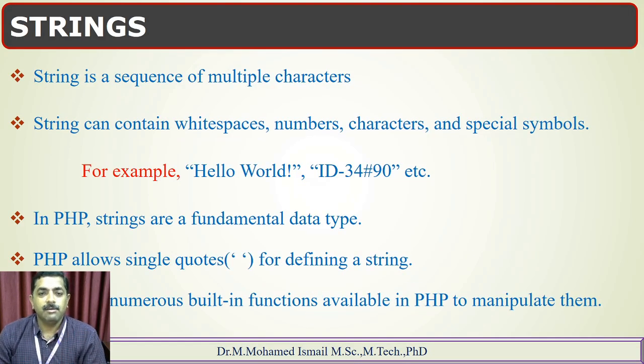Strings are called a sequence of characters. They can contain white spaces, numbers, characters and special symbols. For example, "hello world" is a sequence of characters, and here characters, numbers, special symbols, etc. can be added. So these are all considered as strings.